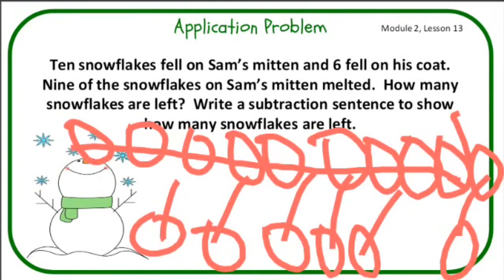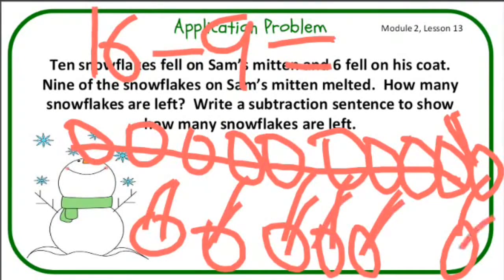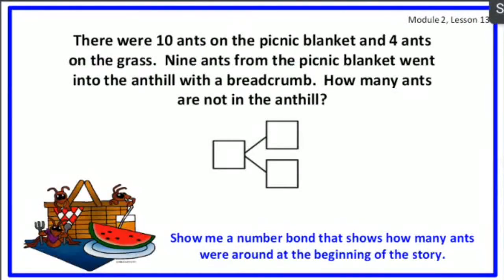Now the question is this: how many snowflakes are left? Let's count. 1, 2, 3, 4, 5, 6, 7. 7 snowflakes are left. Now what will be the subtraction sentence? Everything before was 10 and 6, that's 16. So 16 minus how many melted? 9 equals to what is left? 7. Very good. So the answer is 7. So to write the statement, I will say 7 snowflakes are left. Very good.